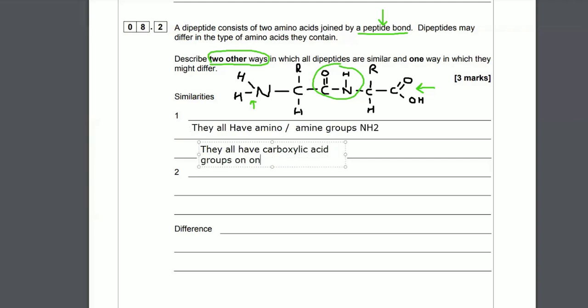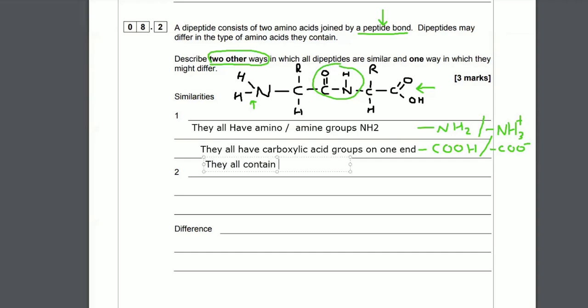They all have a carboxylic acid group at one end, or you can say the carboxylic group. You can write the formula COOH, or you can write COO minus, like a carboxylate group. When it's a zwitterion, it loses a hydrogen. So those are all acceptable to say, and that would get you 2 marks for the 2 similarities.